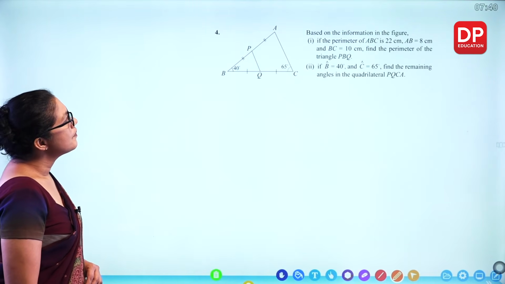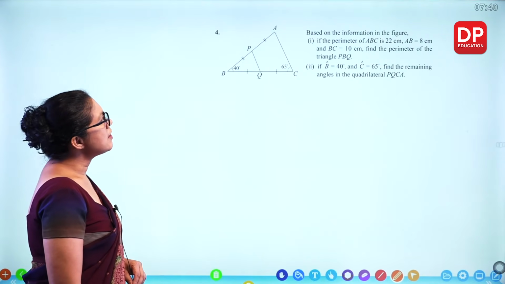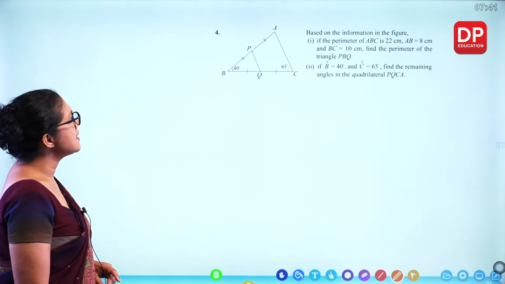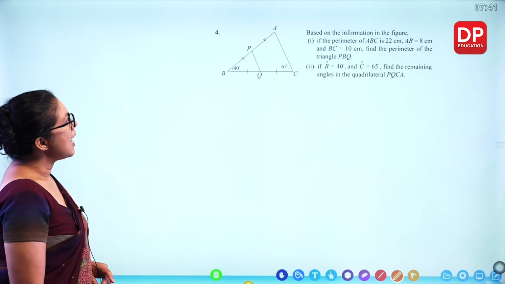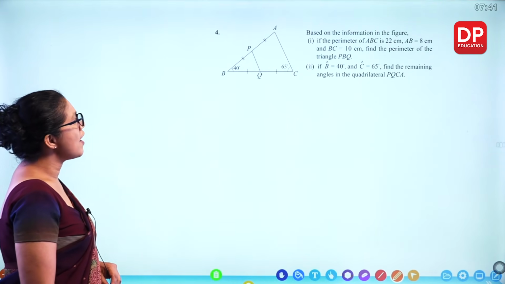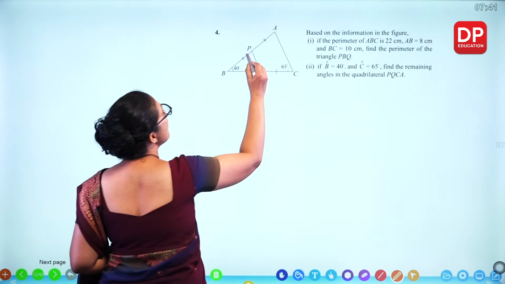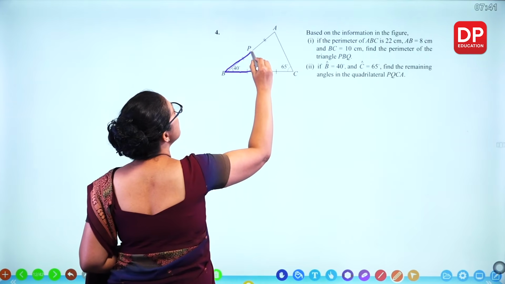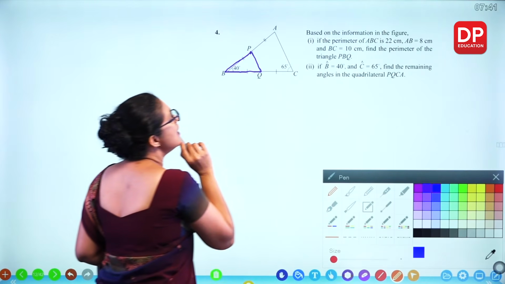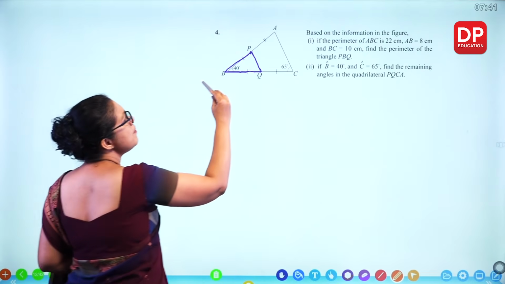Fourth one, based on information in the figure, if the perimeter of ABC is 22 centimeters, AB is 8 and BC is 10 centimeters, find the perimeter of the triangle PBQ. So you are asked to find out the perimeter of this triangle. Now write down the information given. ABC triangle is 22, but we know AB is 8.